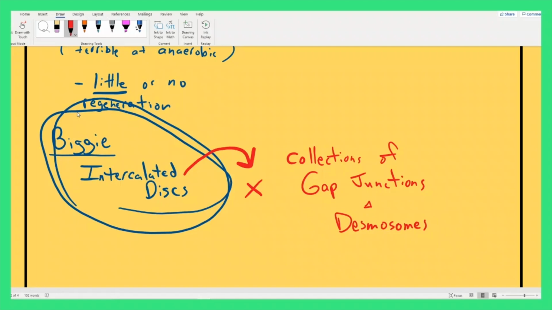I'm going to say it again. Collections of gap junctions and desmosomes that connect neighboring cardiac muscle cells. This is a big thing. This is a huge thing.